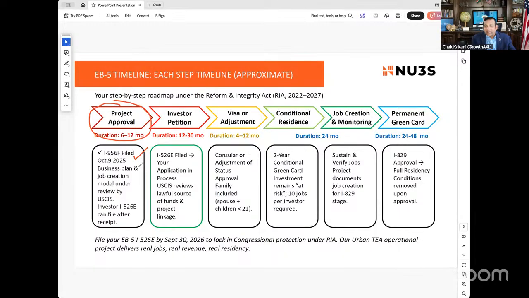Could you explain on our side what that 956F approval means for the potential investors?